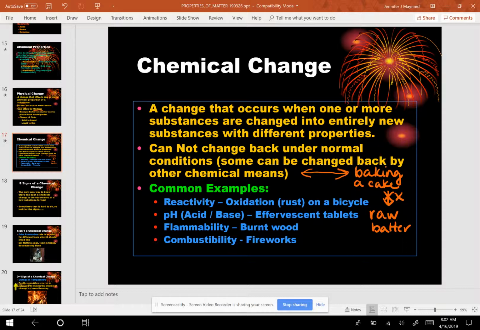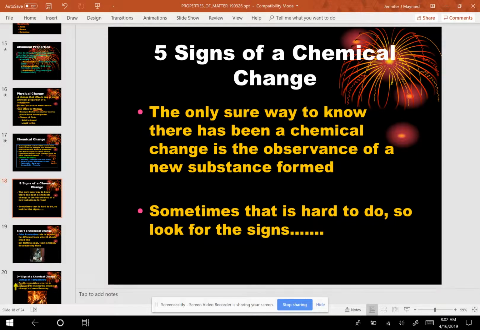In chemistry, we generally look for signs of a chemical change because it's really hard to tell if they've happened. Some of these you know intrinsically, or you may have been taught before, but we're going to review them anyway because we're going to do a lab on this later. The only way to know that there's been a chemical change is to observe if there's been a new substance formed. But since we can't zoom in at the atomic level very well, especially as the junior scientists that we are, it's really hard to tell.